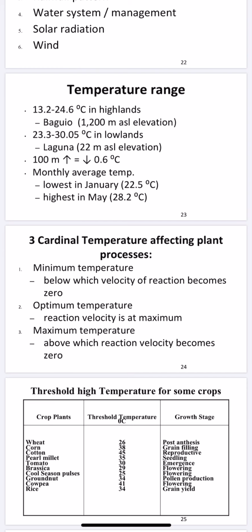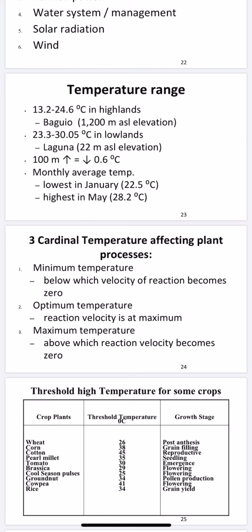Pearl millet is 35 degrees Celsius during seedling stage, tomato 30 degrees Celsius during emergence, brassicas 29 degrees Celsius during flowering, and cool season pulses 25 during flowering, groundnut 34 during pollen production, cowpea 41, which is somewhat high, for flowering stage, and rice 34 degrees Celsius for grain yield. So much about temperature range.